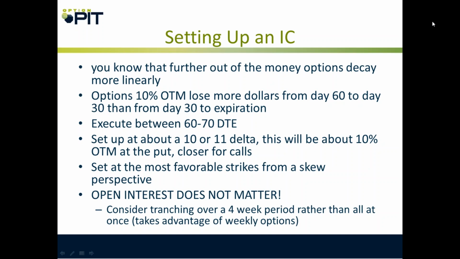All right. So really, when I'm setting up a higher probability iron butterfly, I'm looking for 60 to 70 days to expiration at around a 10 or 11 delta for my shorts. Typically that's going to be about 10% out of the money. And I set them up from the most favorable strikes from a skew perspective.